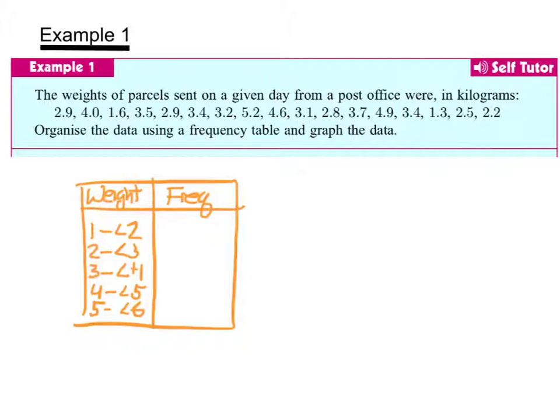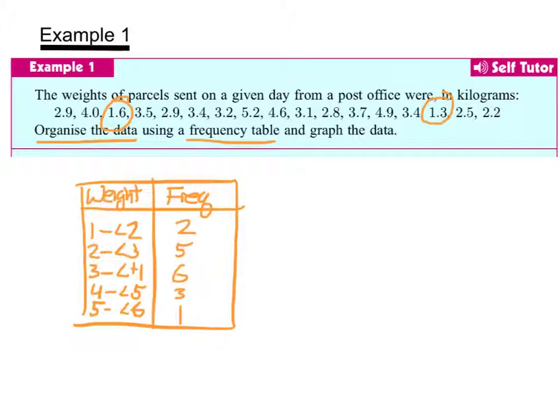Now let's circle all of the data points that fall within the first range. And you can see that I only have 2. I could do the same thing for all the other class intervals, and I find that I have these frequencies. So this is the first part of the problem. I've organized the data using a frequency table. And now I want to graph the data.